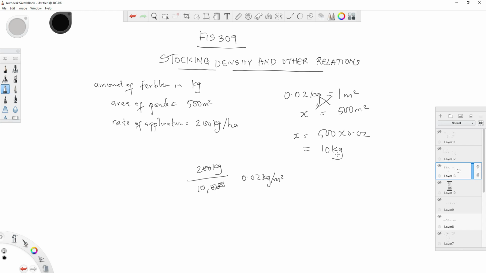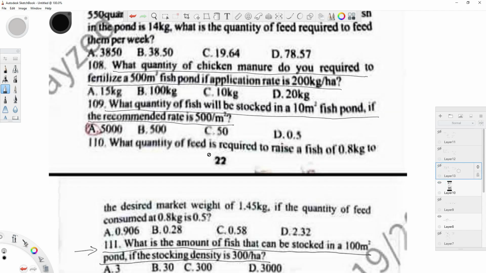So that should be the answer. 10 kg is there. Yeah, 10 kg is there. So basically, that's how you relate quantities. Now let's go to another question that requires relating quantities.